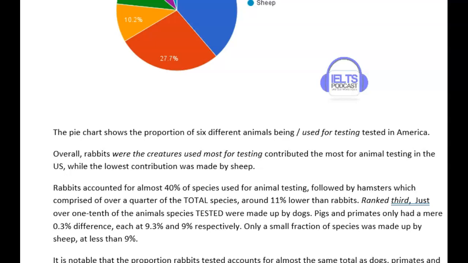So we've got a pie chart here. What a horrible pie chart to have to write about. I find this very distressing, and I expect you did too, writing about it. It's not nice, is it?